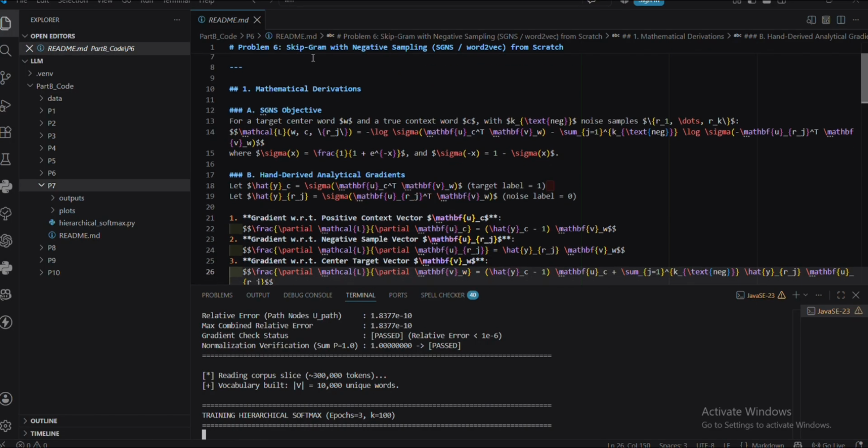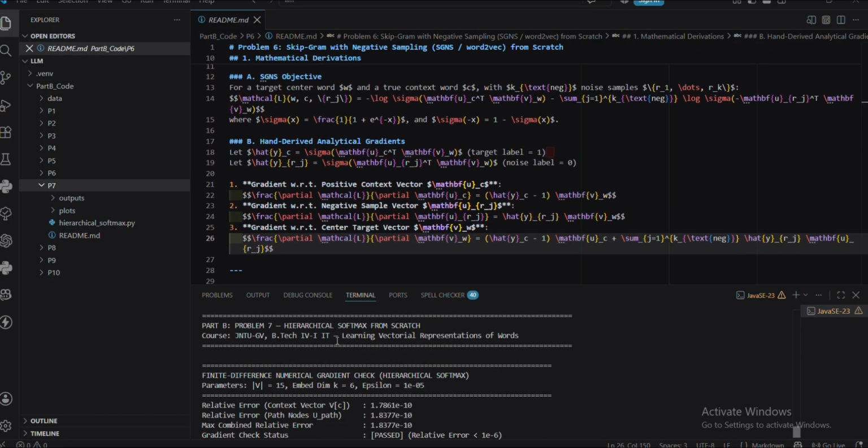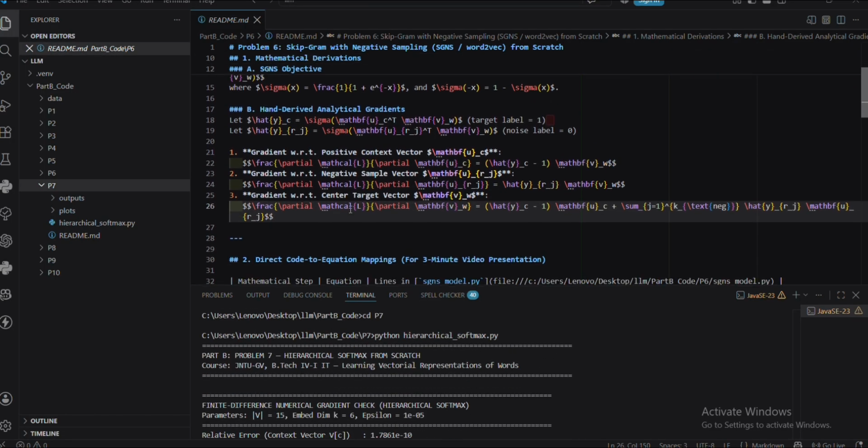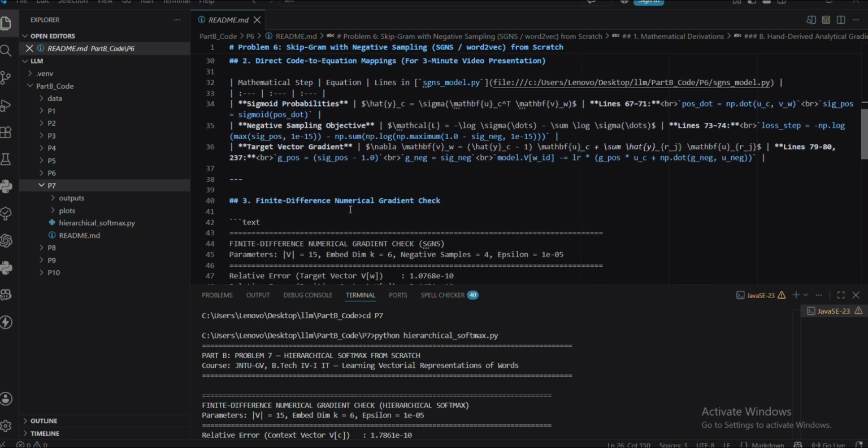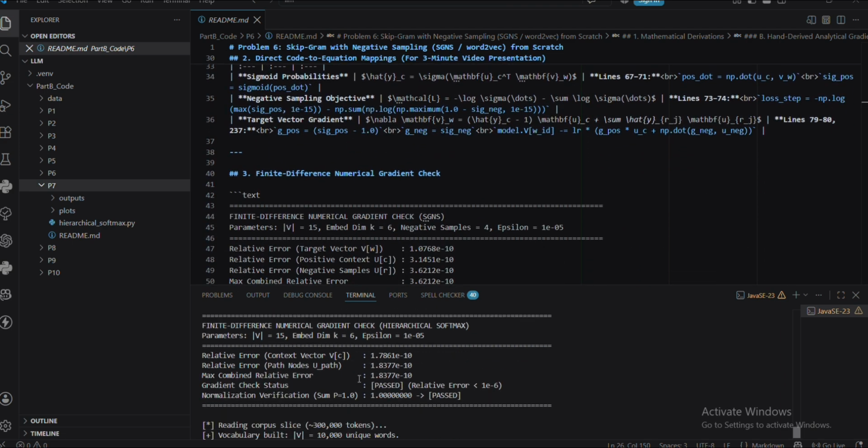Problem 7. Hierarchical softmax with Huffman tree, from the course Learning Vectorial Representation of Words. The main objective of this problem is to implement a hierarchical softmax using a binary tree.